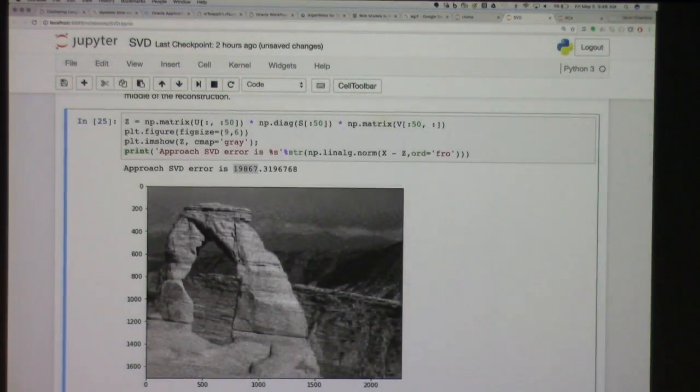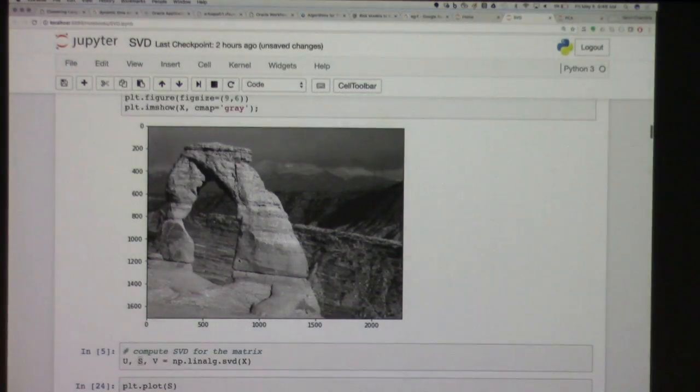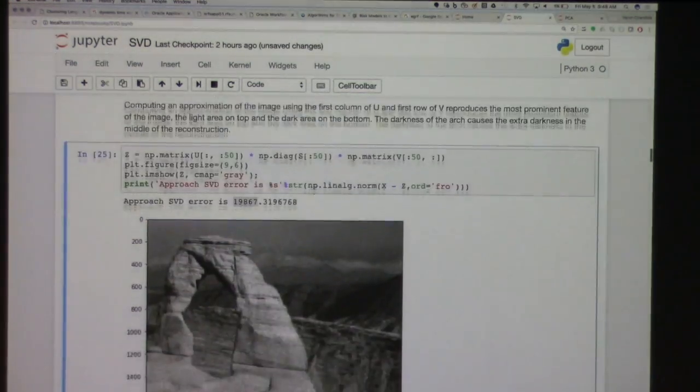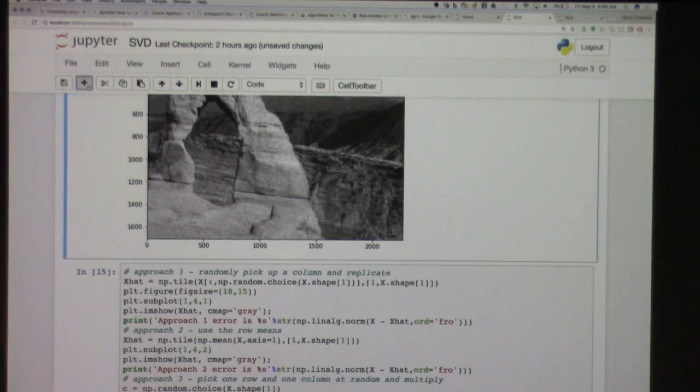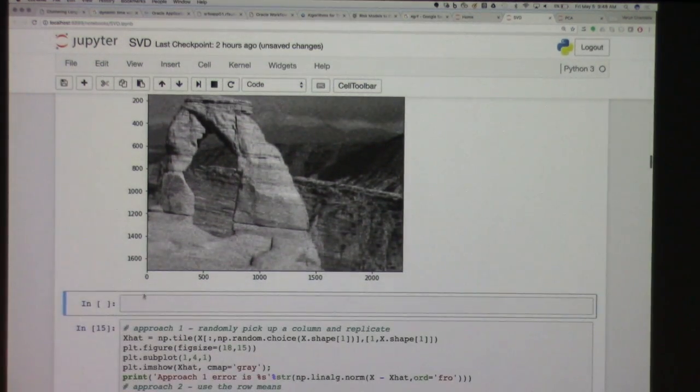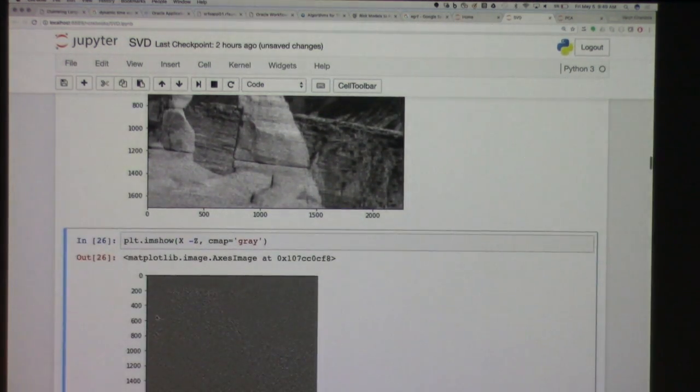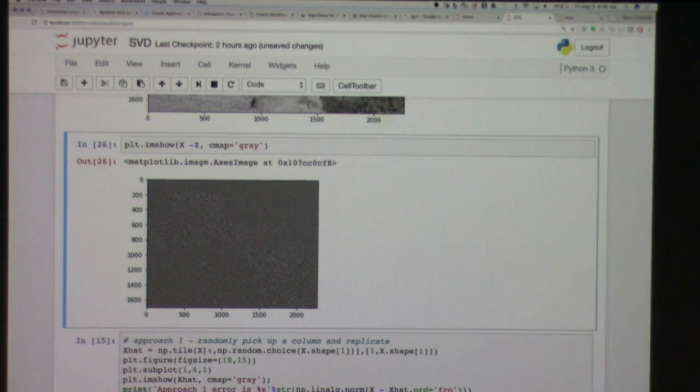Comparing this with this, this is my X, and this is my Z. So let's just plot X minus Z. This is the error, and you can see that there's not much information in here. So what SVD has let you do is eliminate all of this error just by looking at the first 50. That's why I say that it sort of removes the noise.